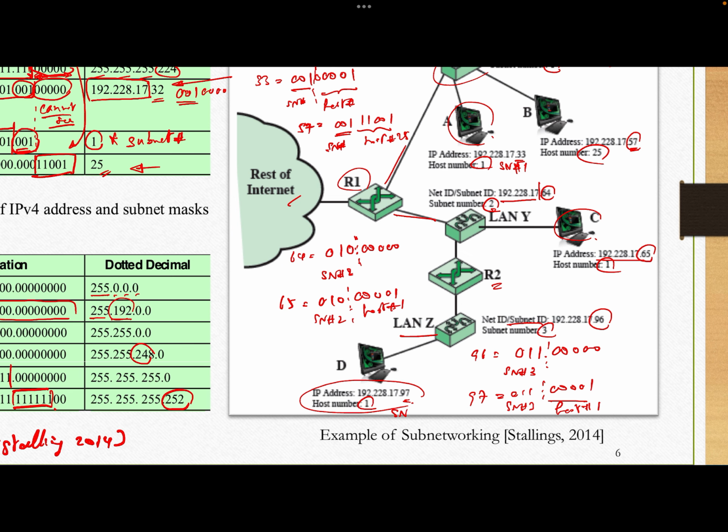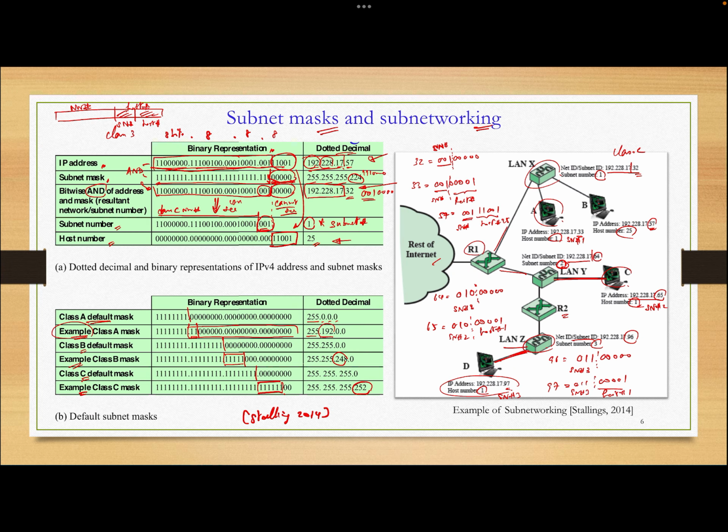So this is subnet number 3 because it's connected to this router here. This one is also subnet number 2 because it's connected to this router here. I hope you understand how the subnet is working.